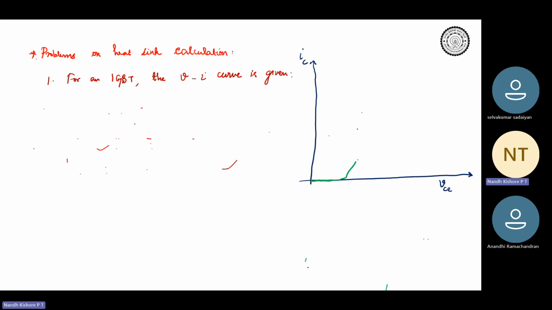You would know that for an IGBT there is an initial on-state voltage drop, unlike a MOSFET, where it is only an RDS on. For an IGBT there will be an initial VCE drop, which we call VCE naught. Then there will be multiple curves depending on the temperature, something like this, and so on. But primarily the dark green is the curve that's given.